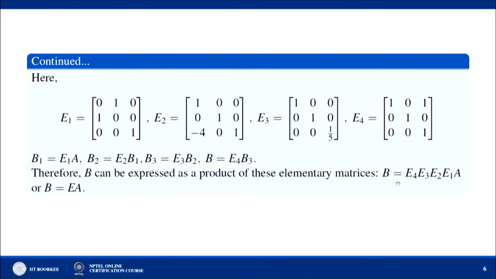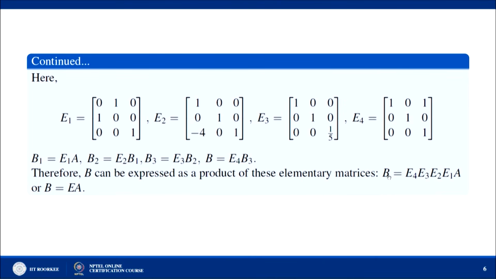So, that means we have applied 4 elementary row operations, and for each elementary row operation we obtained an elementary matrix. To get the final matrix, which is row equivalent to matrix A, we simply take E4 into E3 into E2 into E1 and the initial matrix A. Or we can say that B equals EA, where E is simply the multiplication of all elementary matrices in this order: E4, E3, E2, E1.